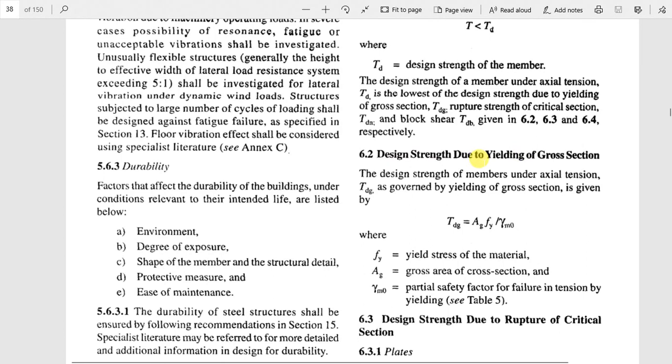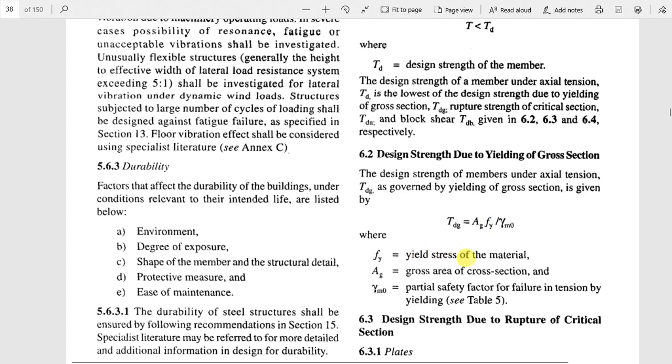So if you want to calculate the maximum capacity of any member due to yielding, you can calculate this value Tdg, which is given by Ag into fy divided by gamma m0. Ag is nothing but the gross area of any section. If you are using a plate, gross area is obtained by multiplying its width and thickness. And if you want the gross area of any I section, you have to refer to the steel table for that particular I section. You will get the area that you can substitute in place of Ag, the gross area.